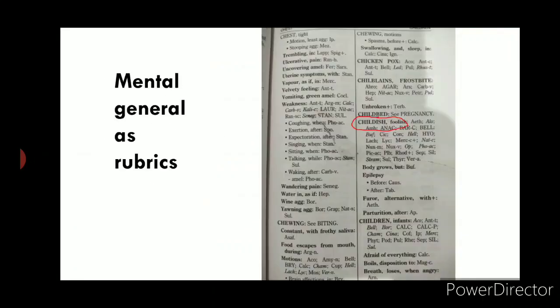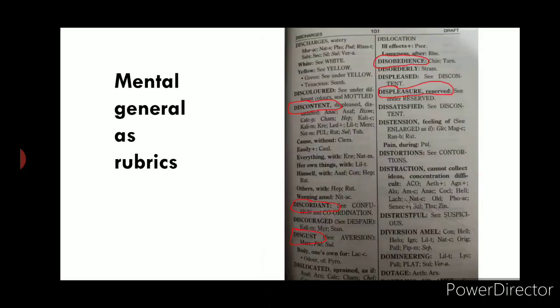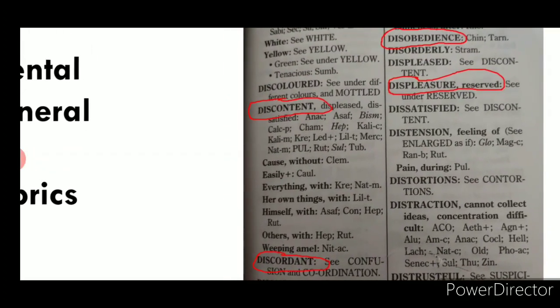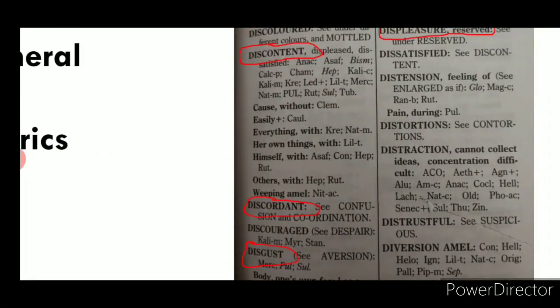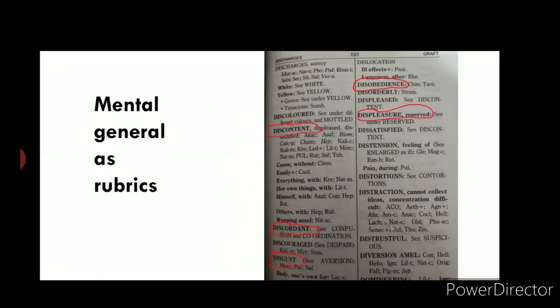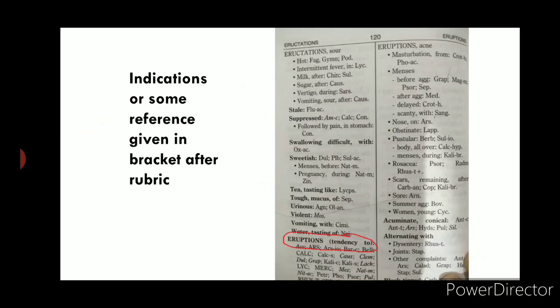We will also find the mental general rubrics scattered in this repertory. You can see the rubric of childish or foolish behavior. Here you have more mental general rubrics like discontent, discordant, disgust, disobedience, etc. So every rubric you will find in this repertory is in alphabetical order.